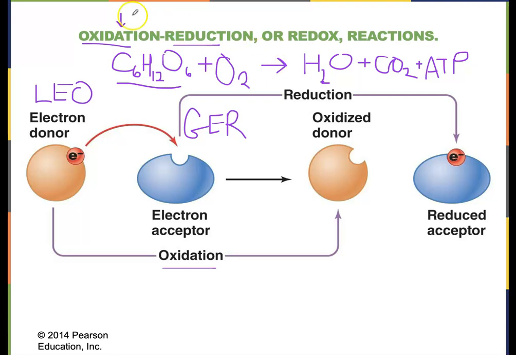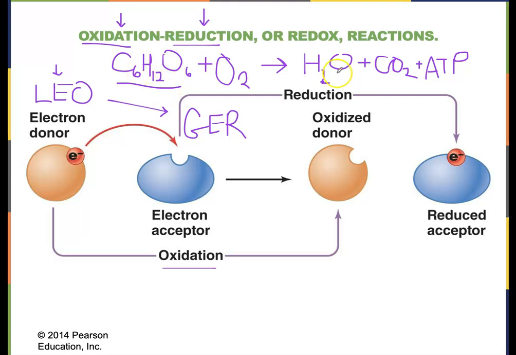So obviously, if you're going to lose an electron, something else has to pick it up. So if you oxidize something, you have to reduce something else. And that's why these always go hand in hand. So there's a fun little phrase, Leo the lion goes grr. So remember, Leo, lose the electron, you're oxidized. Grr, gain the electron, you're reduced.